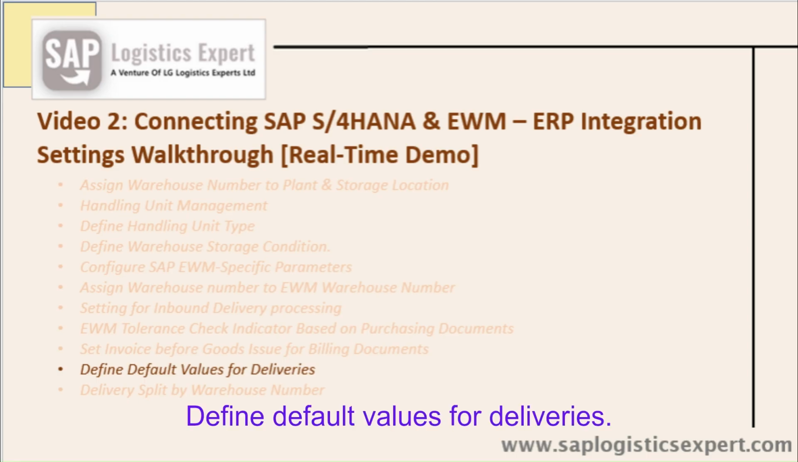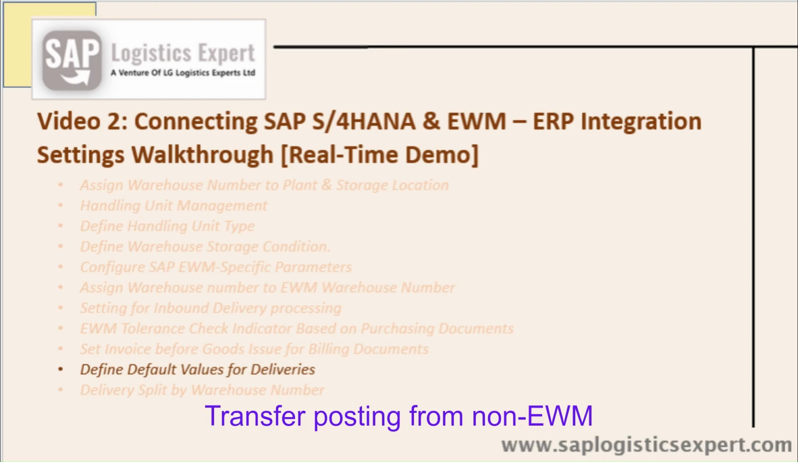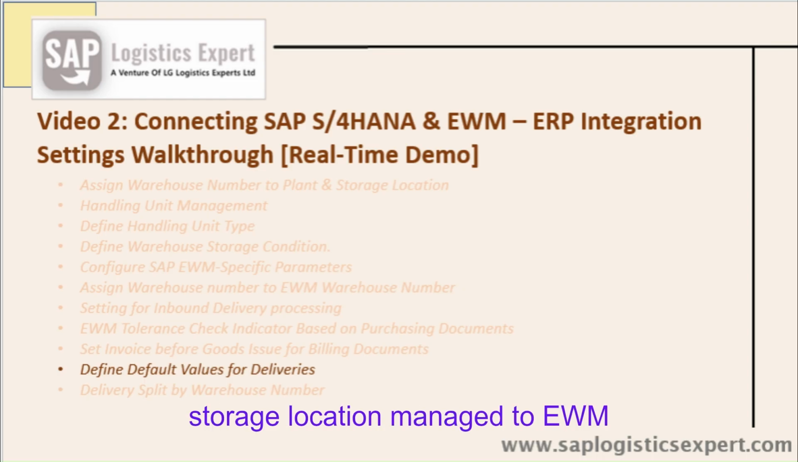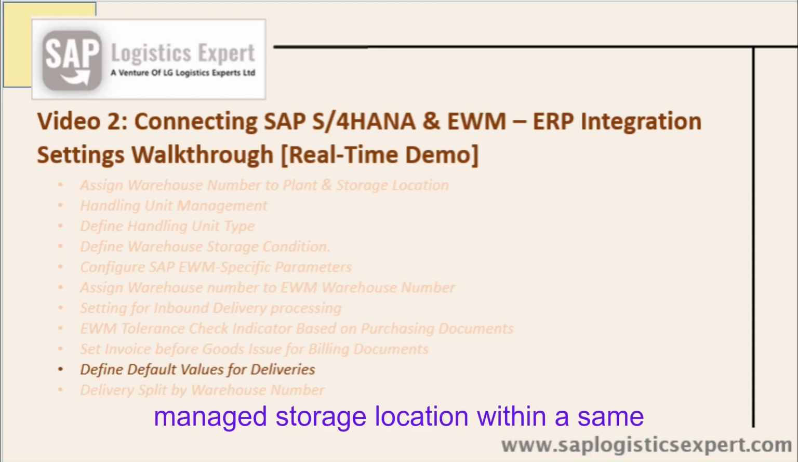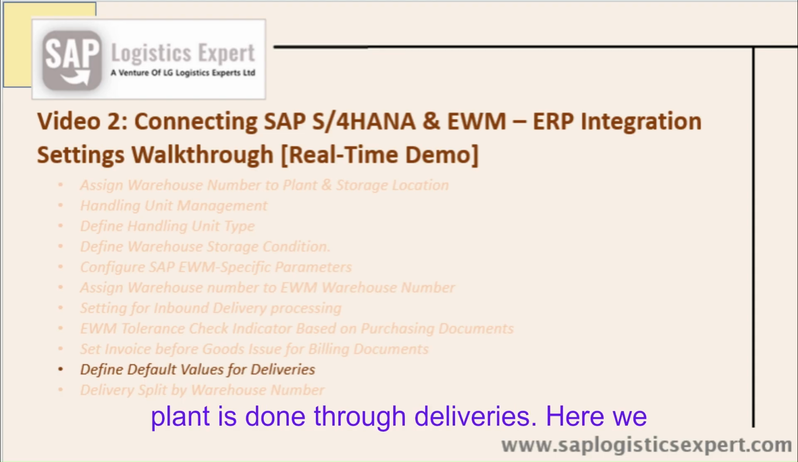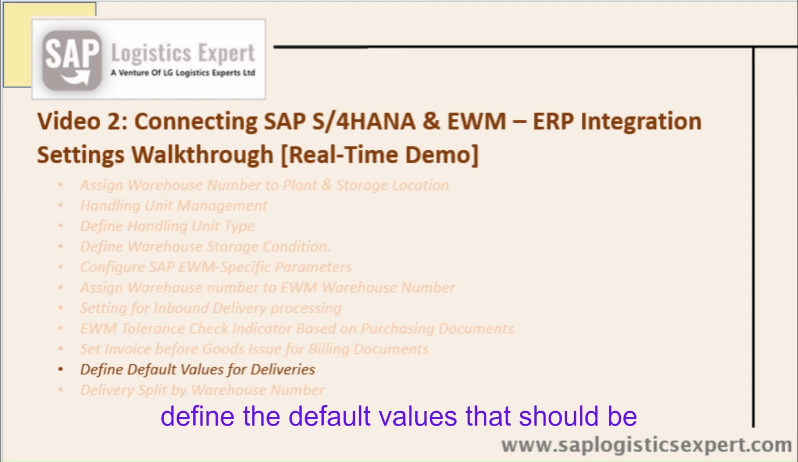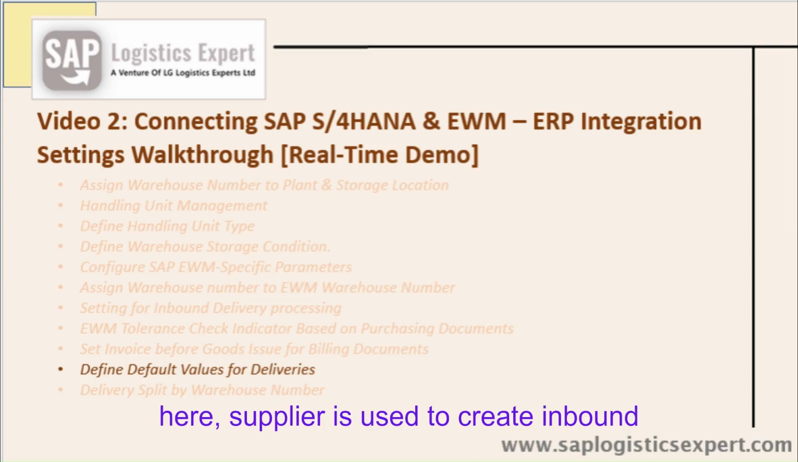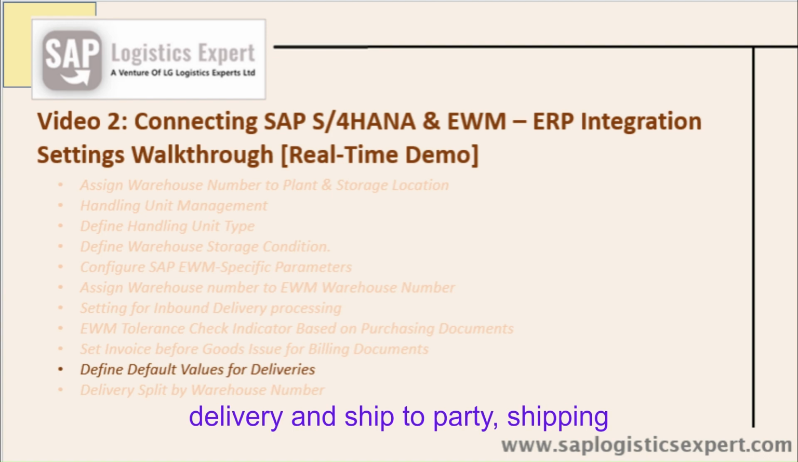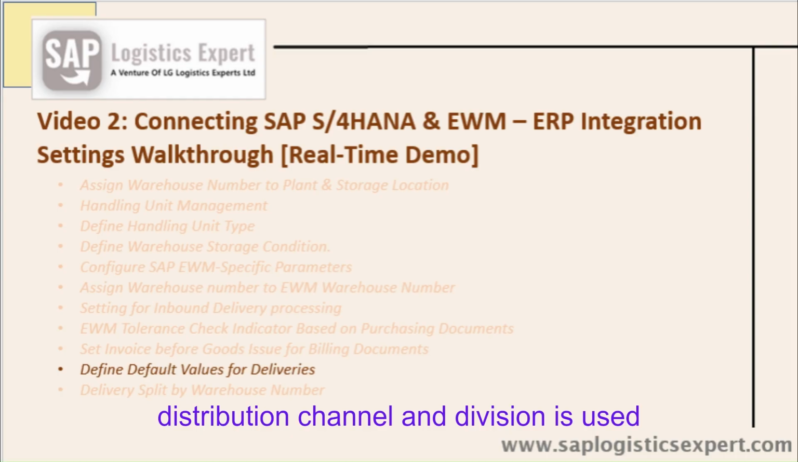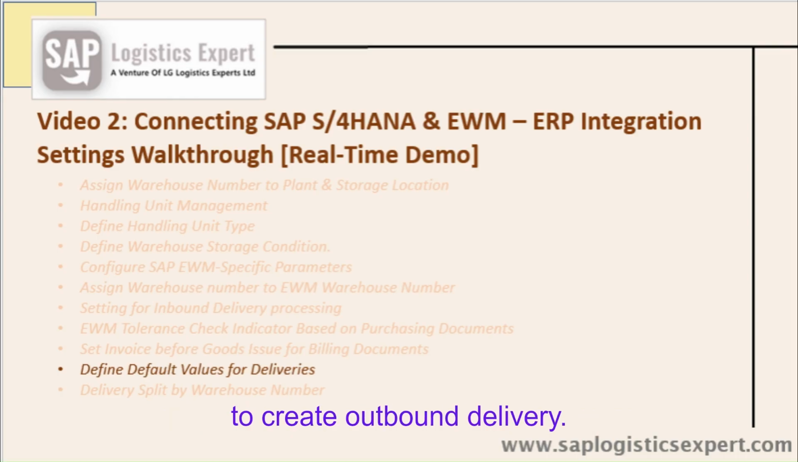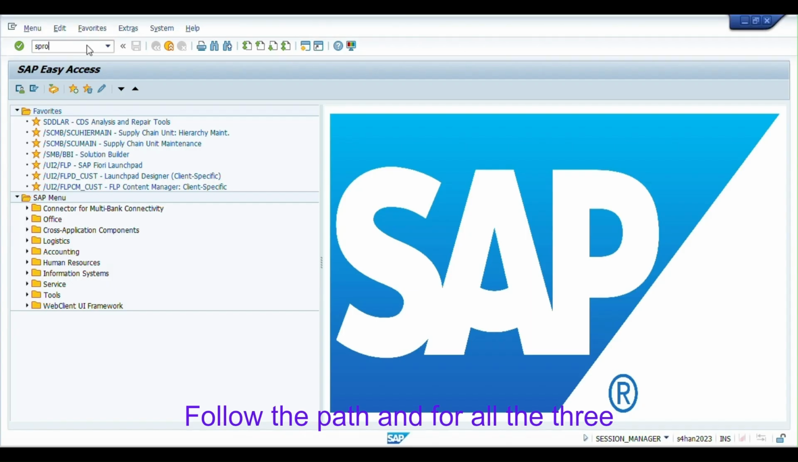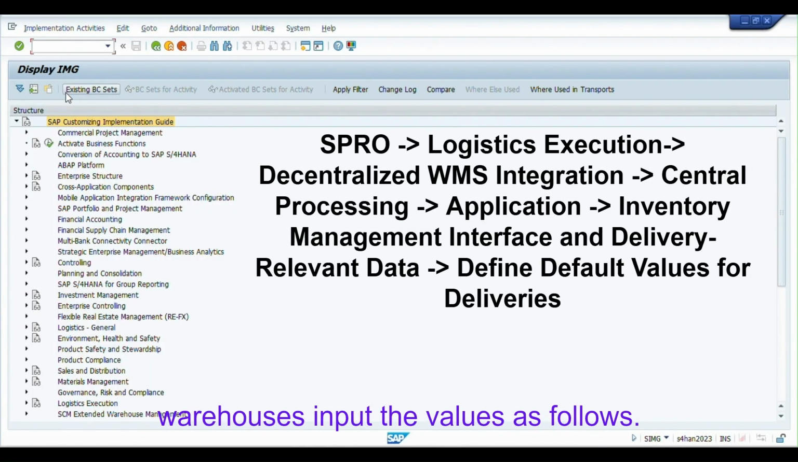Define default values for deliveries. Transfer posting from non-EWM storage location managed to EWM managed storage location within the same plant is done through deliveries. Here we define the default values that should be used for deliveries for each warehouse number. Out of the available parameters here, supplier is used to create inbound delivery, and ship to party, shipping point, sales organization, distribution channel, and division are used to create outbound delivery. Follow the path and for all the three warehouses input the values as follows.